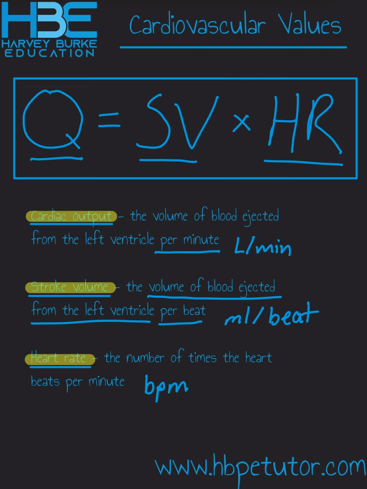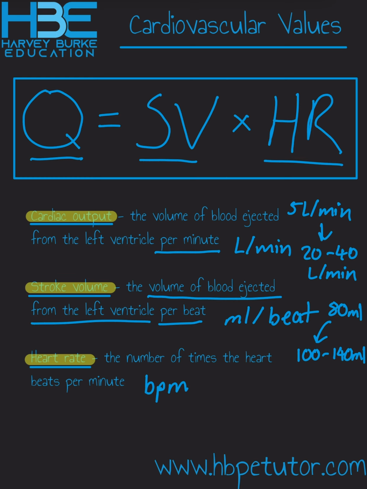And roughly your cardiac output is about 5 litres per minute at rest. And that can increase to anything between 20 to 40 litres per minute during maximal exercise. Your stroke volume is roughly around 80 millilitres per beat at rest. And that can increase to anything between 100 to 140 millilitres.